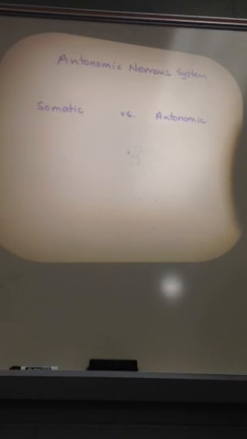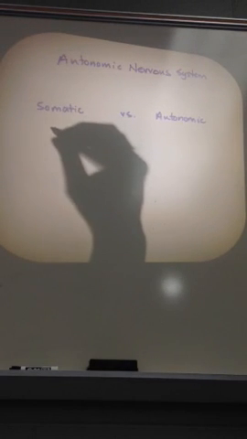Hi everybody. This video I've created is to help you understand the basic concepts of the autonomic nervous system. So if you have your lecture outline in front of you, where I'm going to be starting is at Roman numeral 1, comparison of the somatic and autonomic nervous system. I'm going to start by drawing a couple of pictures.